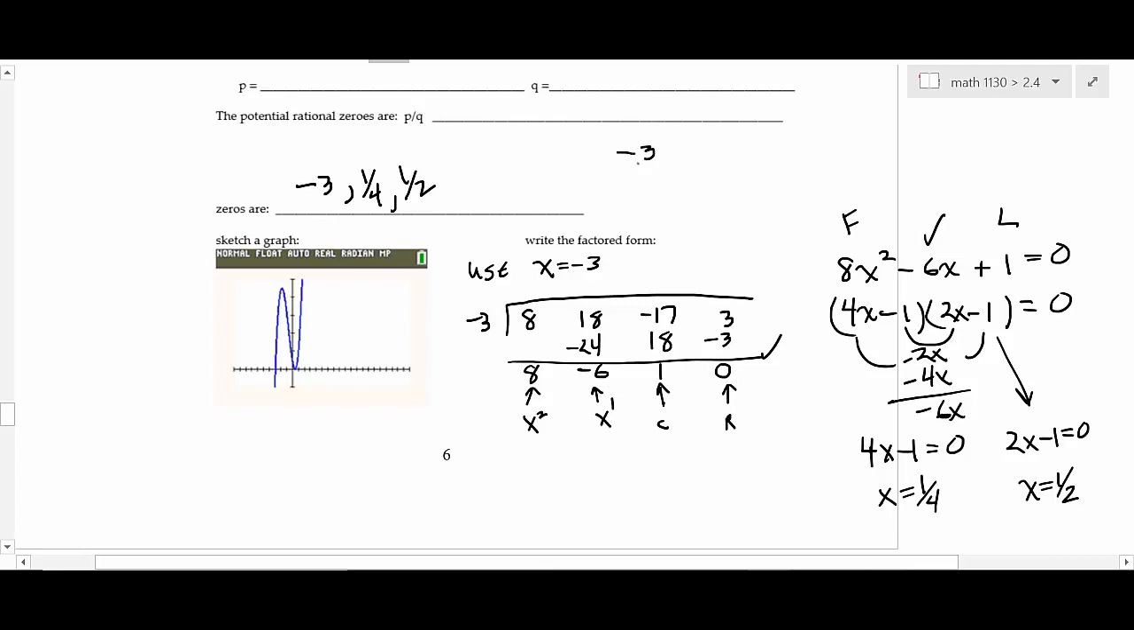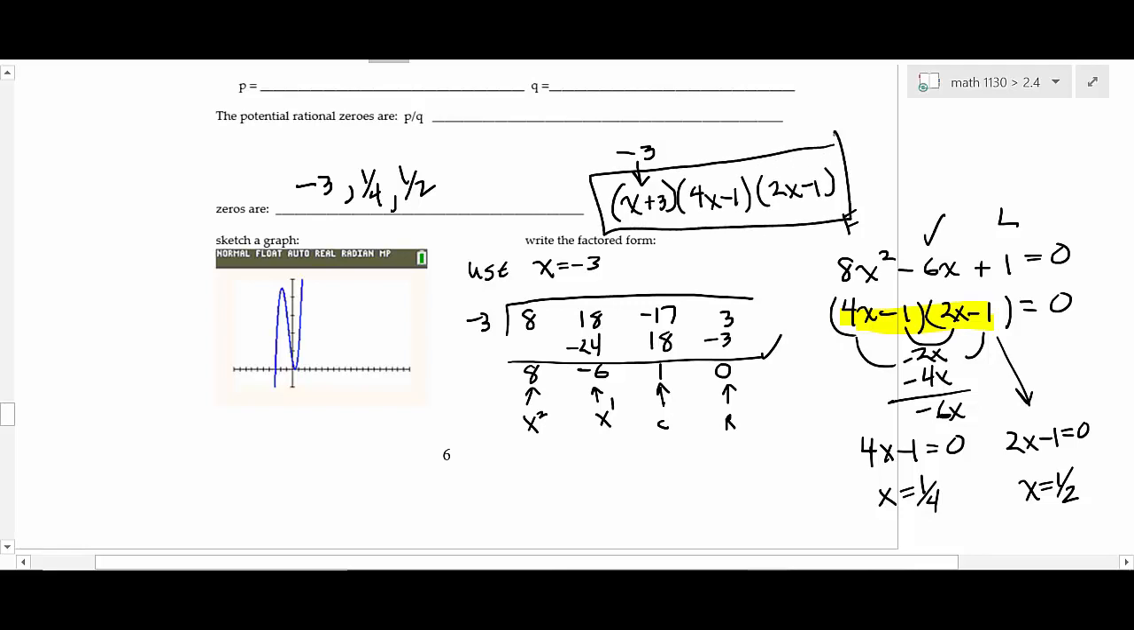If you have a 0 of -3, that gives you a factor of x plus 3, right? Because x plus 3 equal to 0 gives you that. Okay, the other ones came from here. So you want to use this form right here. You want to write that as 4x minus 1 times 2x minus 1. So actually, that's how that polynomial is factored.